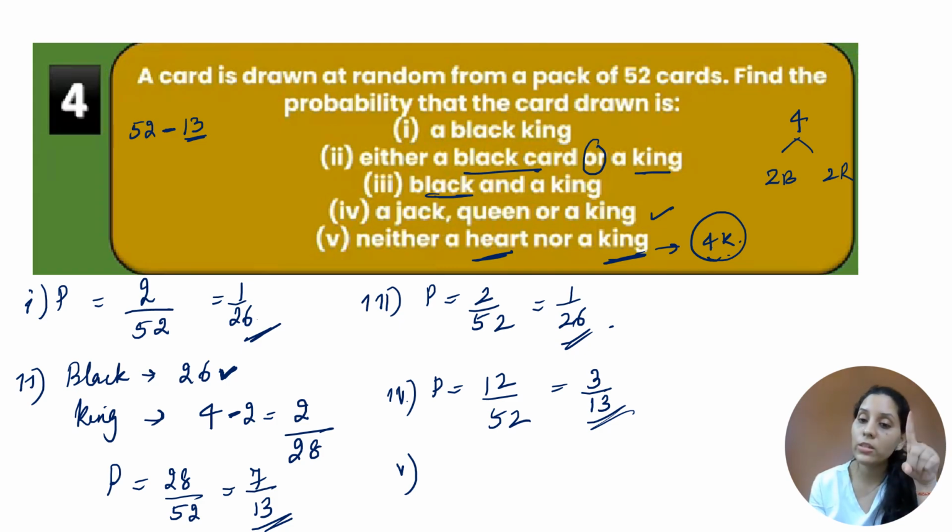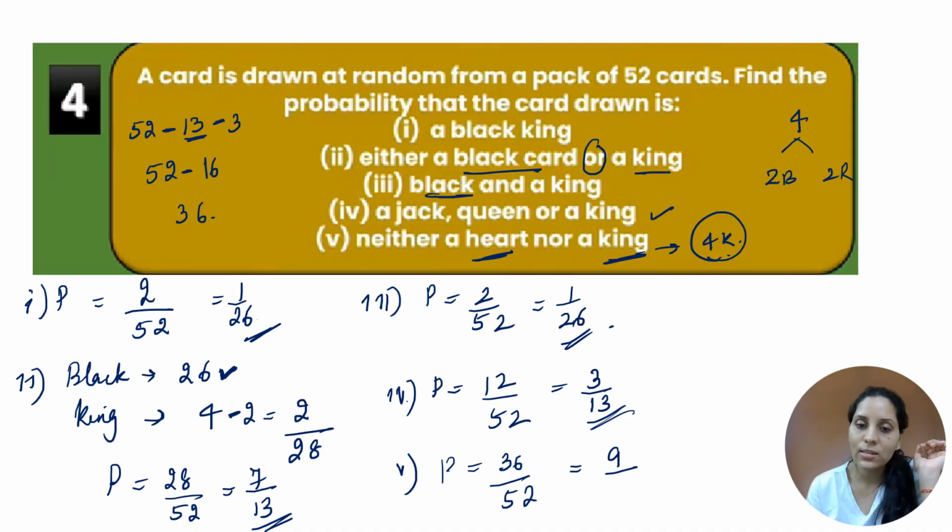In this, there is 1 king which I have already removed. So remaining, how many kings do we have? 3 kings that needs to be removed. So again -3. So 52 minus 16, which is equal to 36. So probability is 36 by 52. So which is 4 9s are 36, 4 13s are 52. I hope this is clear and it's not confusing.